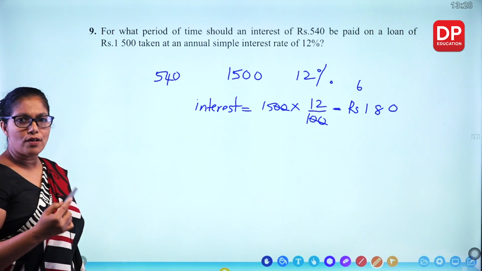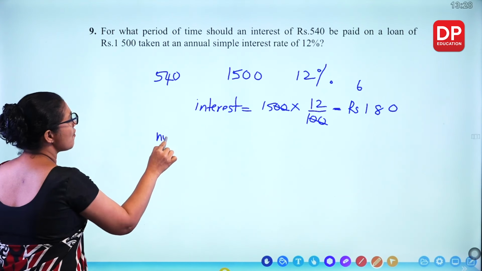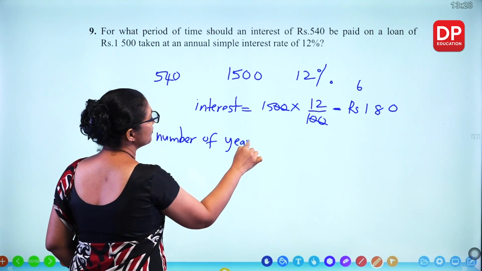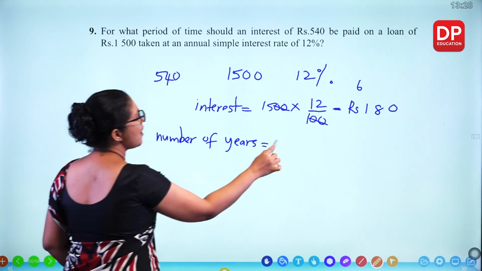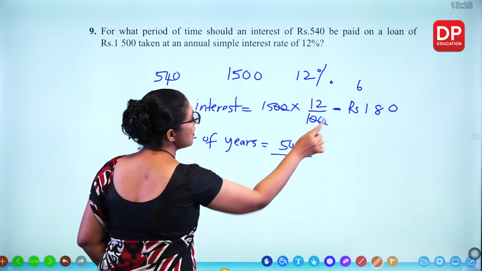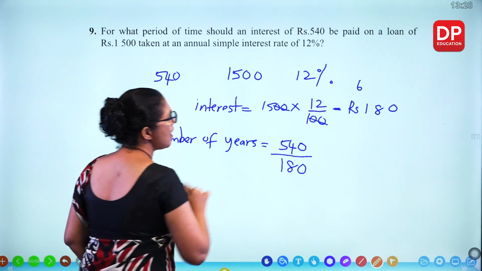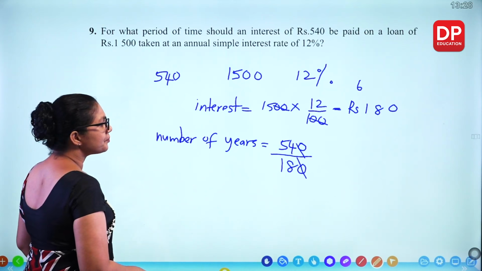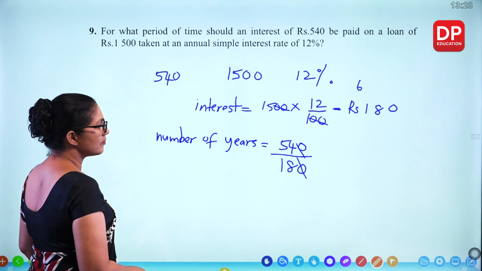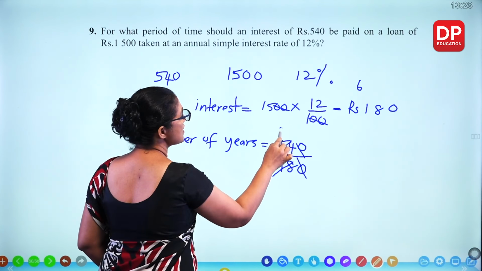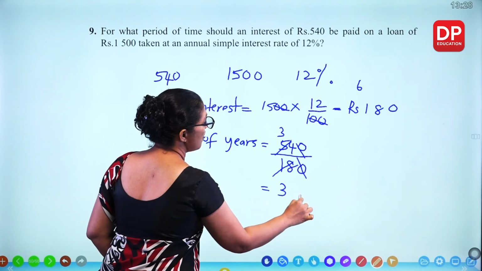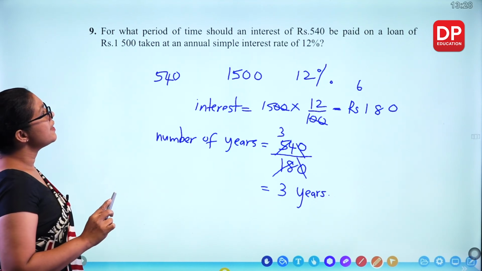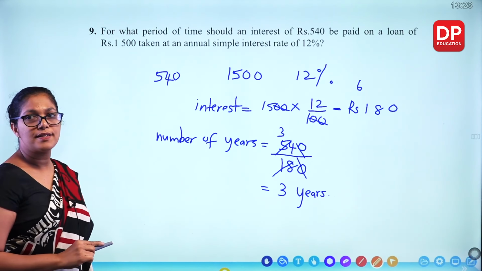We need to find out how many years. So number of years is equal to, you pay 540, but within a year you are paying 180 rupees. So what's the value? 3 times this. So you are paying for, what's the period here? 3 years.